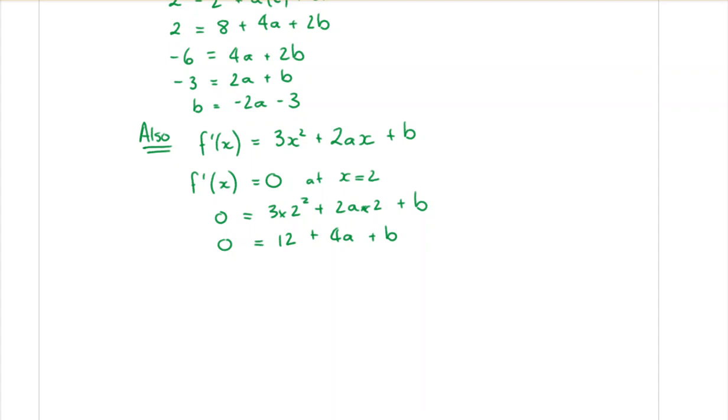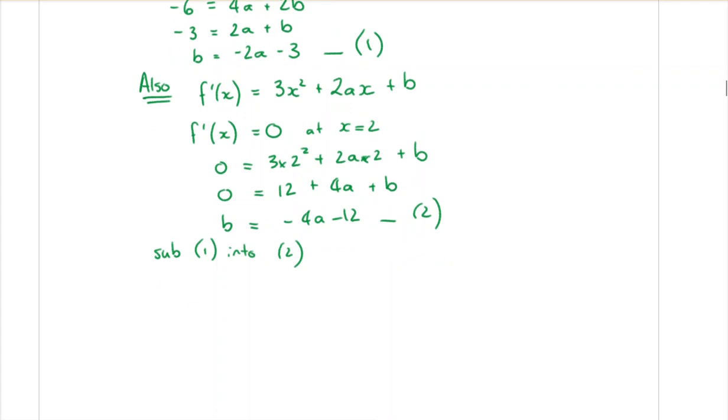All right, I can get b by itself again, which will make a nice substitution with the first equation that I have. So let's leave the b and move the other stuff across. So b equals minus 4a minus 12. I'm going to label these equation 1 for the first one I found, equation 2 for the second one. And simultaneous equations time. Sub equation 1 into equation 2. Because they're both b equals, it's just going to be, oh, there's a lot of b's in my sentences, isn't there? Minus 2a minus 3 equals minus 4a, take away 12.